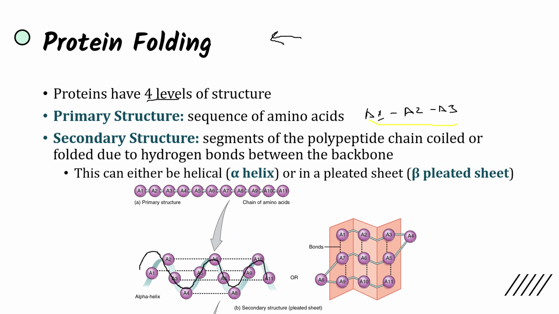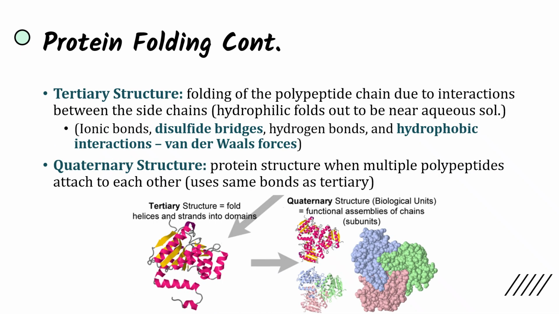Where this is going to be obviously more of a sheet shape than a helix. And again, these are backbones. These are bonds formed between the carboxyl, the amino, and the hydrogen within the backbone, and not based on the R side chain. And let's continue on. Now we have tertiary structure.